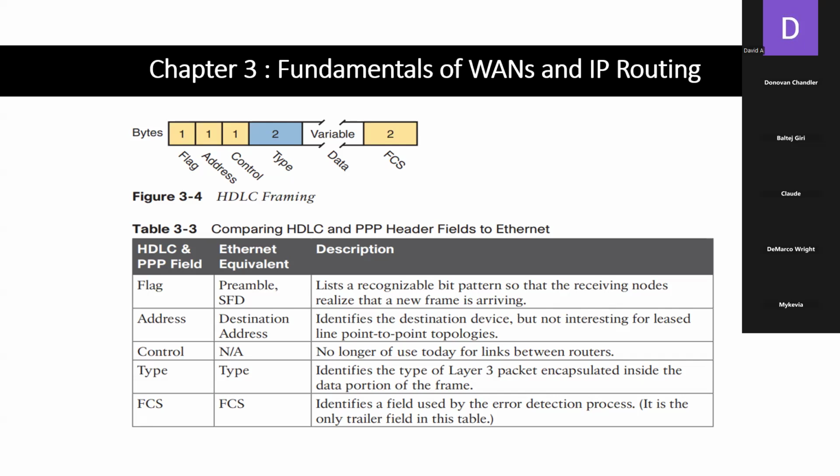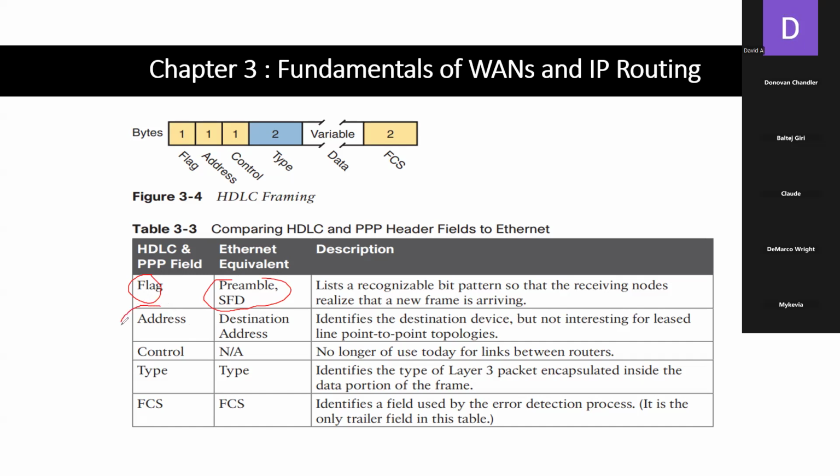So we have our flag. The Ethernet equivalent is preamble and SFD. What does that mean? It lists a recognizable bit pattern so that the receiving nodes realize that a new frame is arriving.